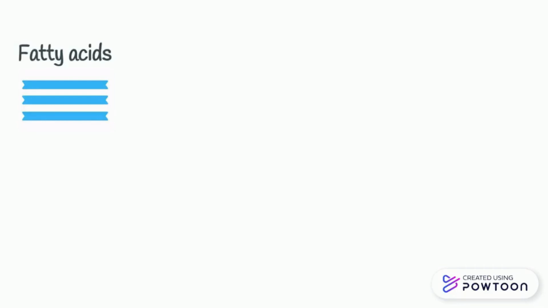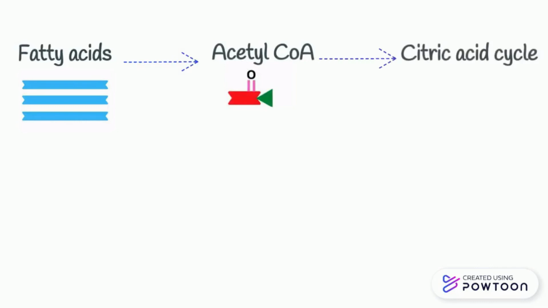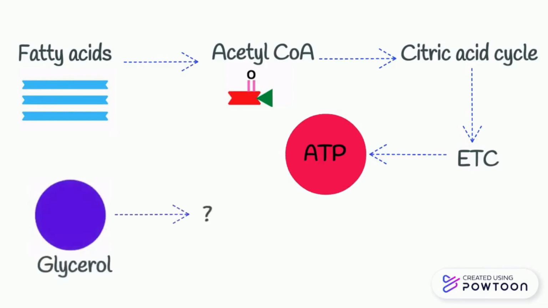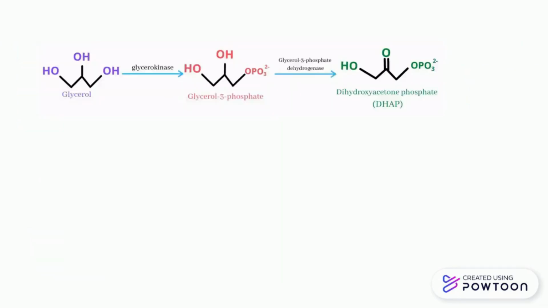As the fatty acids have been converted into acetyl-CoA molecules, they can proceed into the citric acid cycle and electron transport chain to generate ATP. But what about the glycerol molecule? Unlike fatty acids, glycerol can directly enter glycolysis and form glucose.